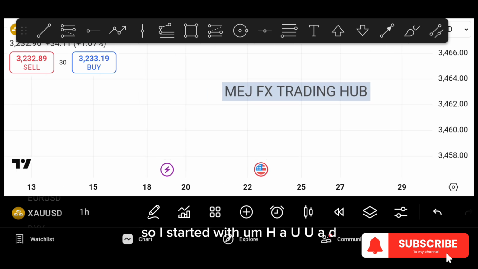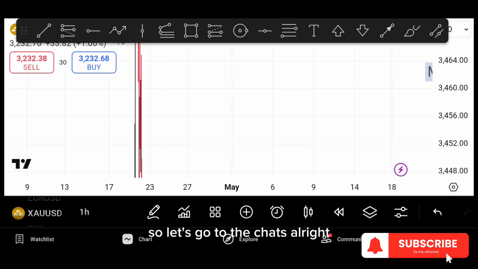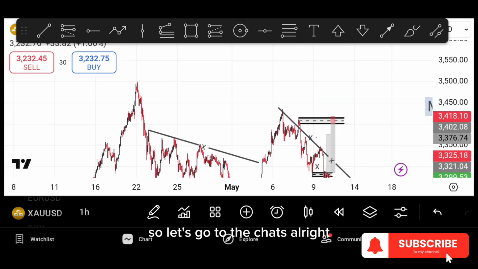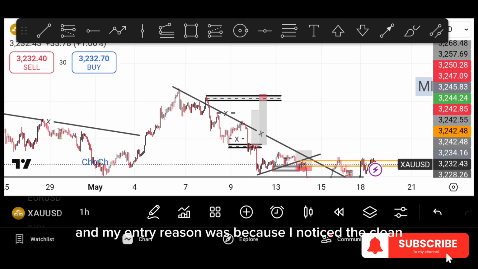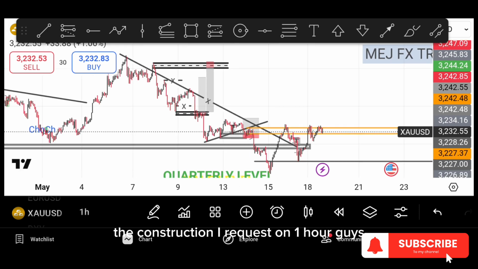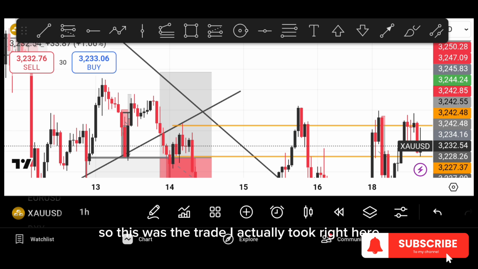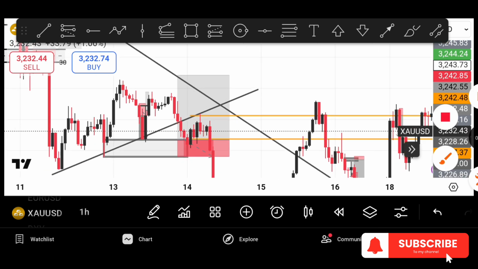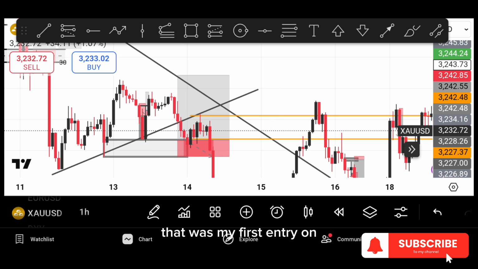So I started with XAUUSD just as you can see right here. So let's go to the charts. Alright. So I started with XAUUSD and my entry reason was because I noticed a clean break of structure and retest on the 1 hour, guys. So this was the trade I actually took right here. That was my first entry on gold for my challenge account, right?